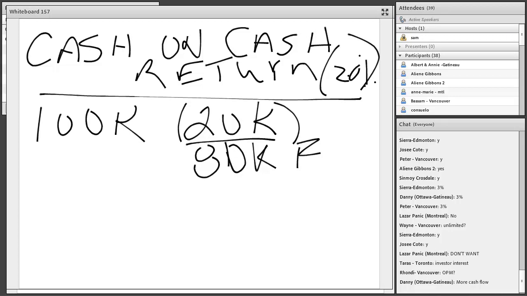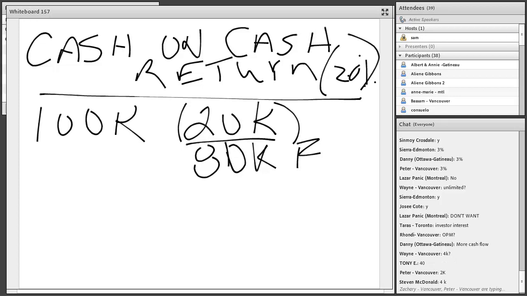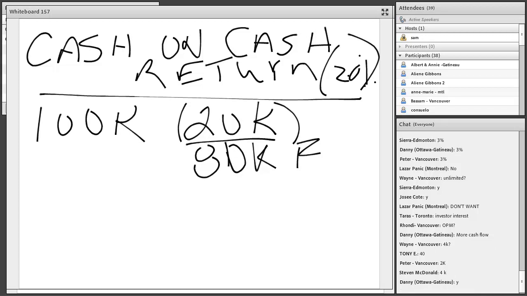If I want to make 20%, how much do I need to make per year on that 20K in cash value? How much does 20% produce on 20,000? 20% of 20,000? Good, it's 4K. So 20% on 20,000 is 4K. Does everybody understand that? Everybody sees that? Okay, so 20,000, 20% is 4K.